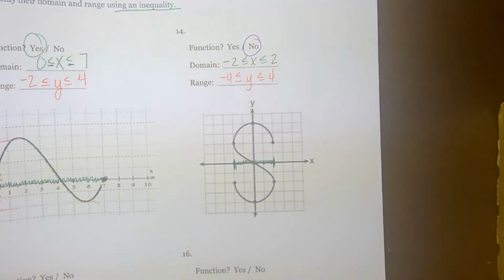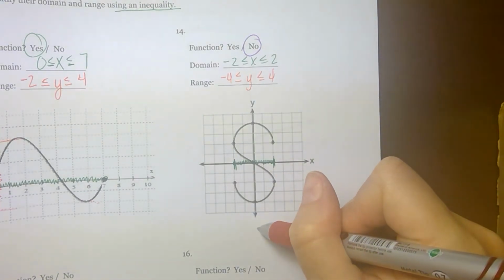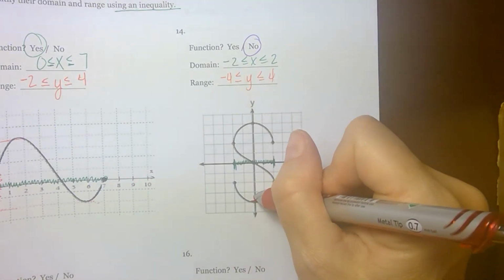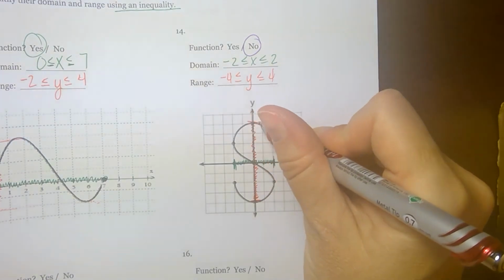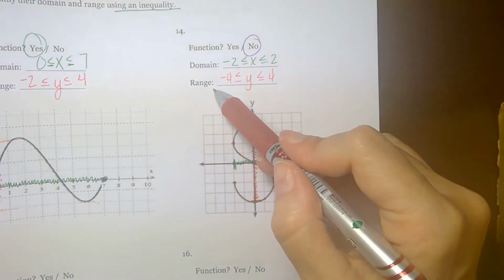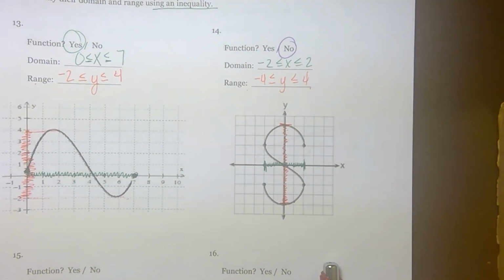Now I'm going to look at the y values, the range. Again, I start at the bottom and I think, okay, where does my function start? Well, it starts right here. And I can find my function. It exists for every y value until I get here. So the lower limit for my y values is -4, and the upper limit for my y values, +4.